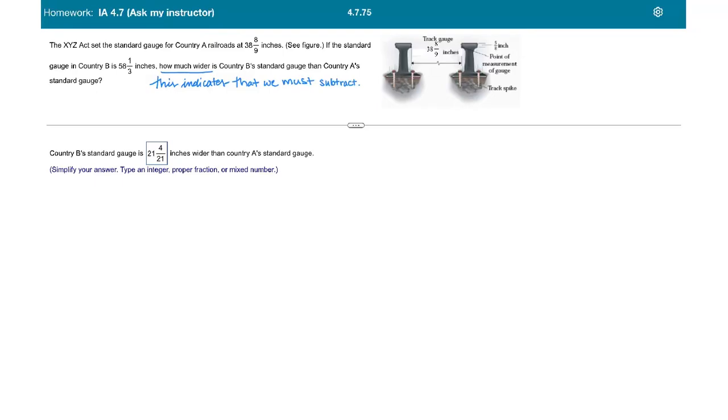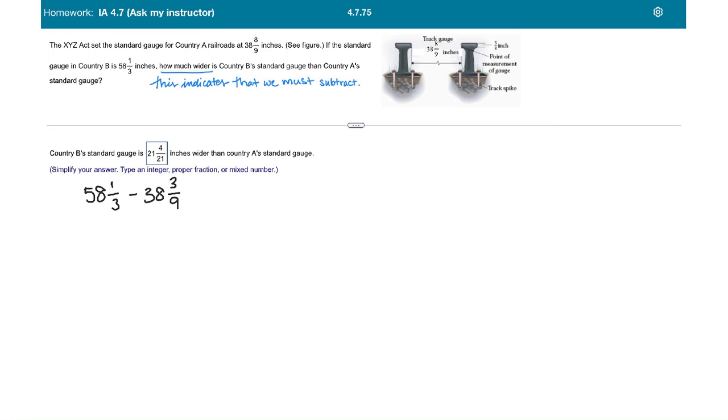Here's a problem from the homework. The question asks us to find how much wider country B's standard gauge than country A's standard gauge is. The wording "how much wider" indicates that we must subtract. So we're going to subtract country A from country B. So our math problem we are trying to solve is the larger one, 58 1/3 minus 38 8/9.